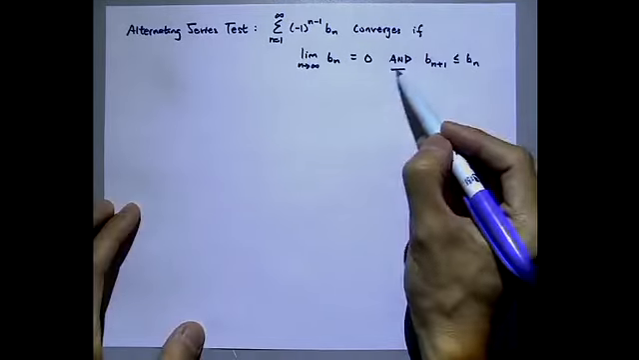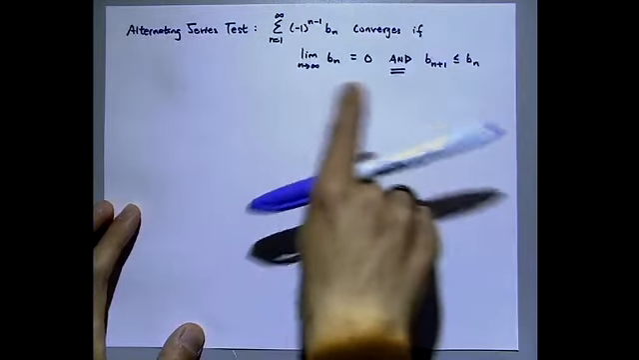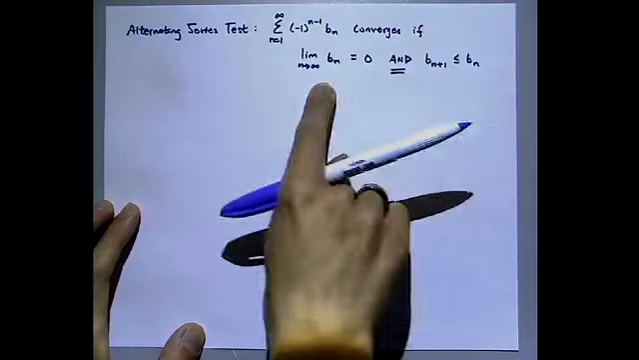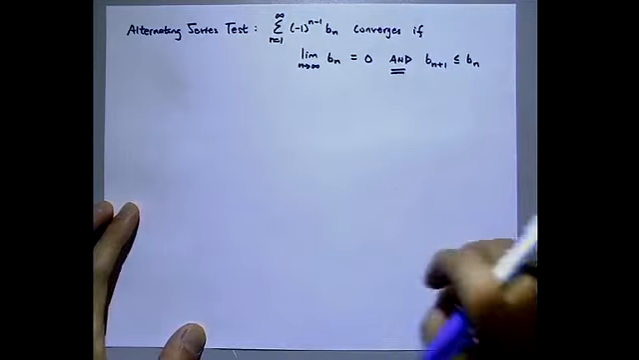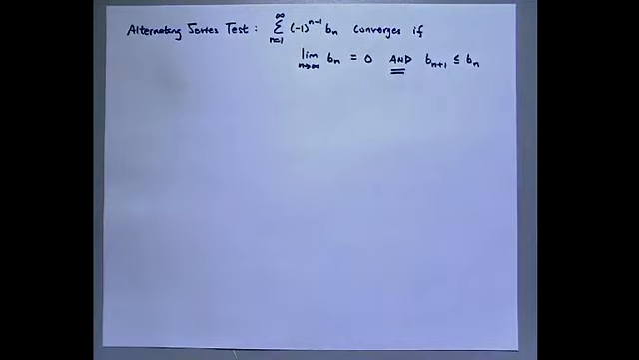So that limit is very important. This we always test anyway. That's part of the divergence test. But this is another requirement that we have to have.